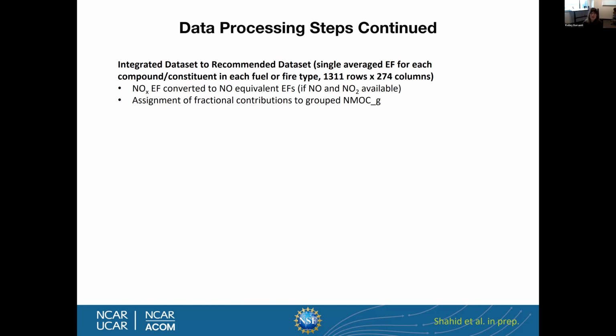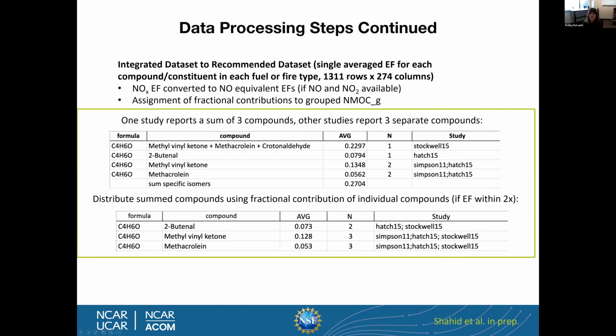And some of the data processing steps, again, so we can have higher sample size. We converted the NOx EFs to NO equivalent EFs if NO and NO2 were available. We assigned fractional contributions to grouped compounds. This is probably one of the harder things to explain. I'm going to do it briefly, but if there's questions at any time, I can come back to this, or someone can talk to me about this offline.